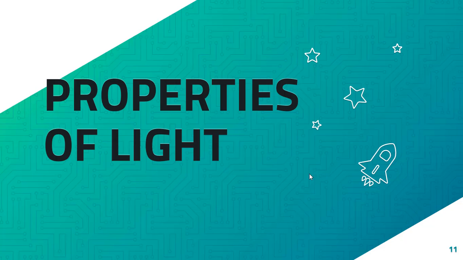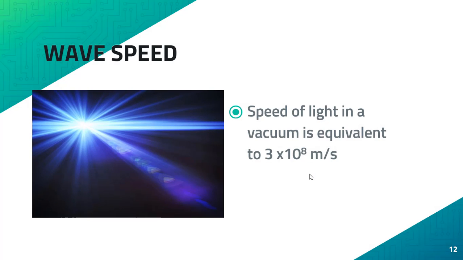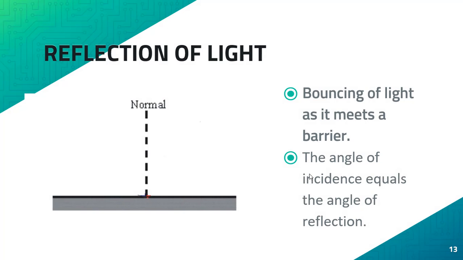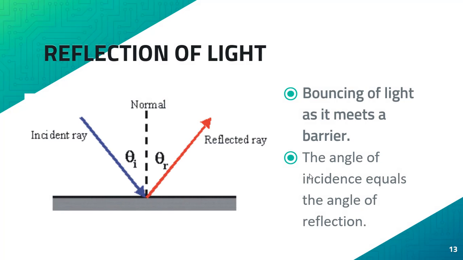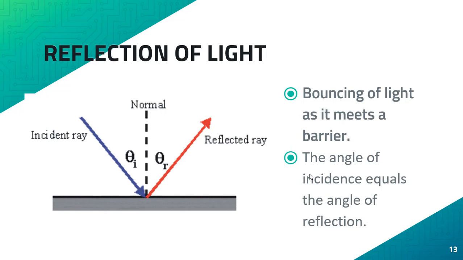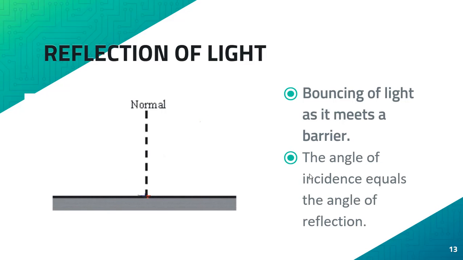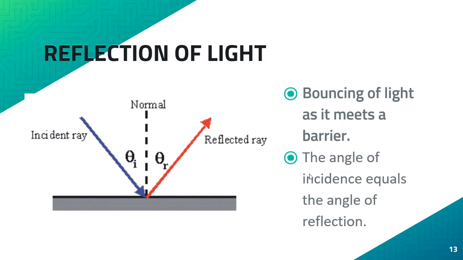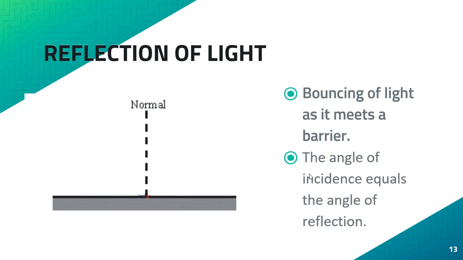Now, let's have the different properties of light. Take note that the speed of light in a vacuum is always equal to 3 times 10 to the 8 meters per second. Again, if this is in a vacuum. Now, I want you to look at this animation. This is a reflection of light. So, reflection of light is defined as the bouncing of light as it meets a barrier.